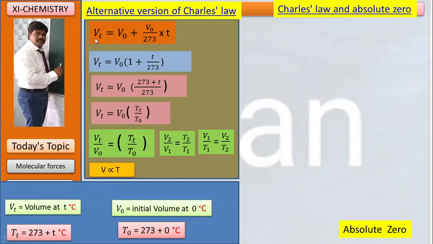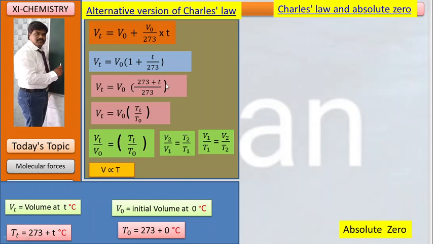The Celsius temperature explains the Charles law. Vt is equal to V0 plus V0 by 273 into T. So this Vt we can write in this pattern. Vt is equal to V0, I have V0 common in this case, 1 plus T by 273. So Vt is equal to V0 into, while simplifying this, 273 plus T by 273. Then Vt is equal to V0 Tt by T0.